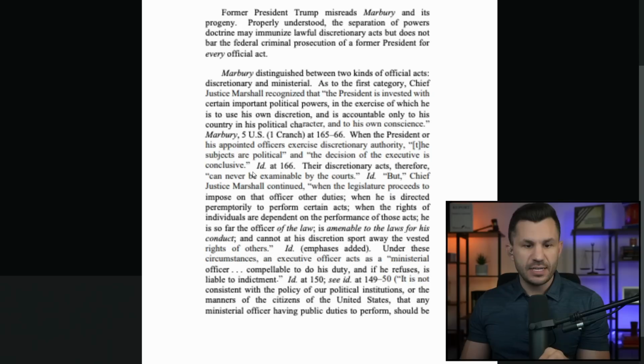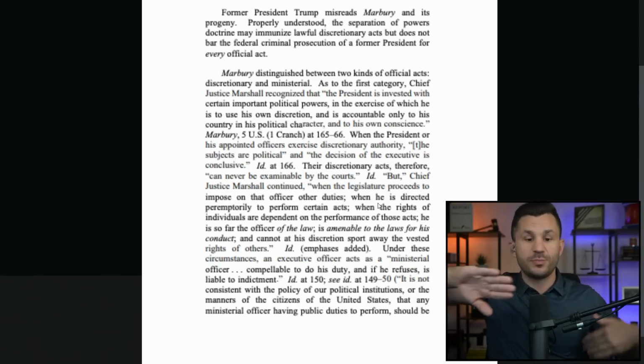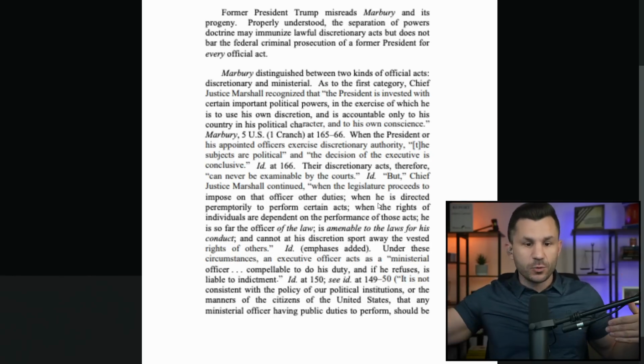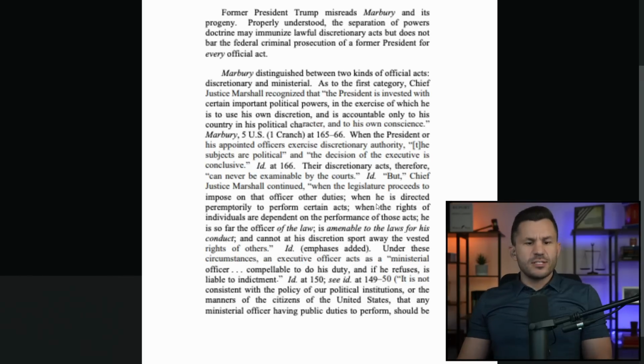when the subjects are political and the decision of the executive is conclusive, and their discretionary acts from these people can never be examinable by the courts. But Chief Marshall continued, when the legislature, this is from the Marbury case, proceeds to impose on that officer other duties, so Congress now wants to act upon the president, for example, when he's directed to do certain things, when the rights of individuals are dependent on the performance of those things, then he is amenable and cannot at his discretion sport away the vested rights of others. Now here he says, right, he is so far the officer of the law.